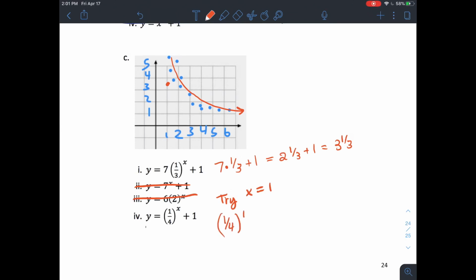If we try the bottom one, our other option, we're going to end up with 1 and 1/4, which is not as close to matching our scatter plot as our first one. So our best option was option number 1.